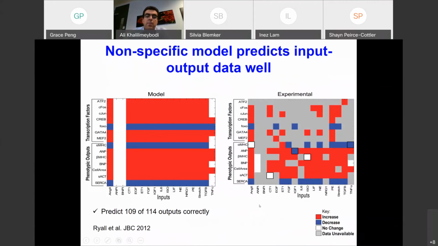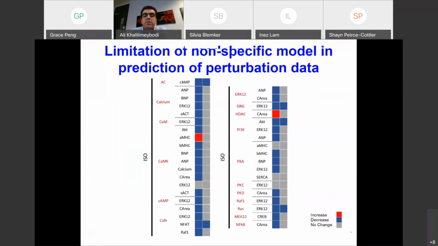Based on the prediction of our model, as you can see, this model can predict the input-output data in cardiac hypertrophy well. For example, it predicts 109 of 114 of the outputs correctly, but this data are one class of data that we obtain from the literature.